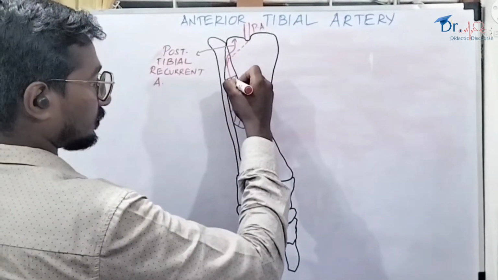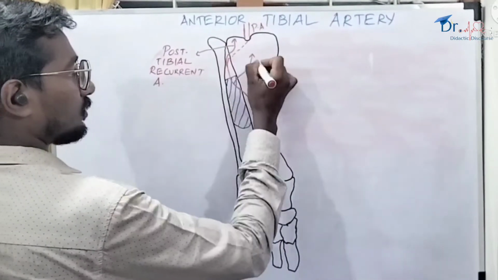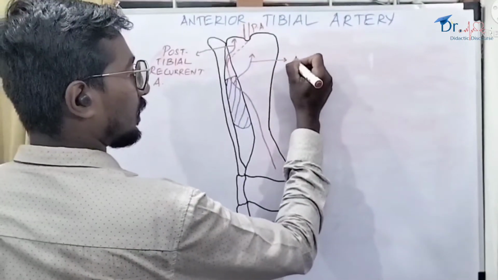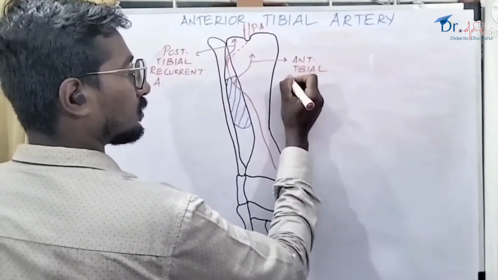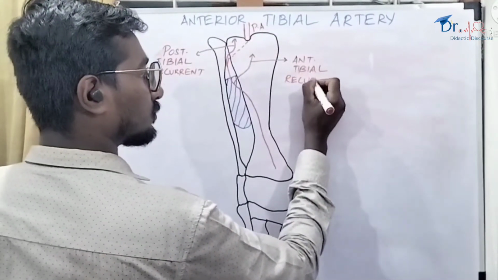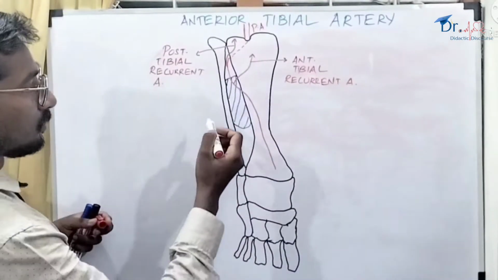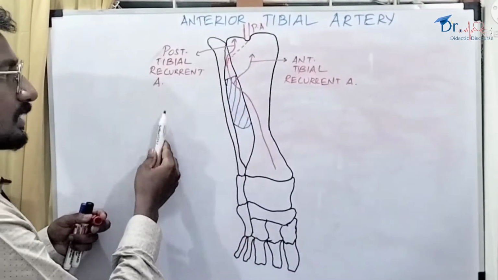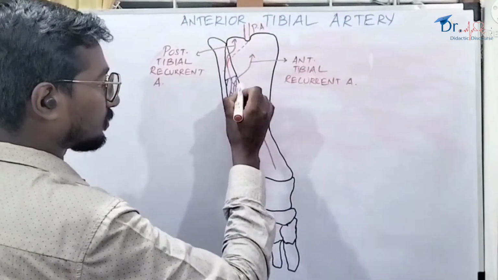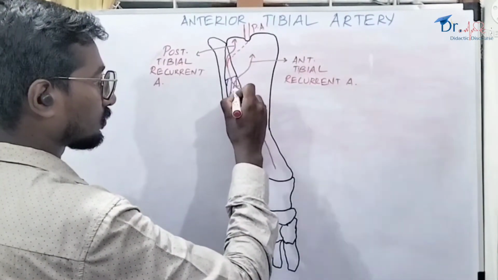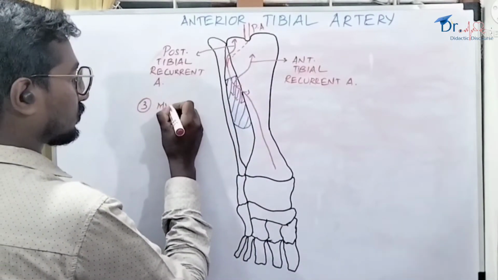And after it passes through the interosseous membrane, it gives out a branch called the anterior tibial recurrent artery. So the first branch is the posterior tibial recurrent artery and the second branch is the anterior tibial recurrent artery, and it also gives out numerous muscular branches.